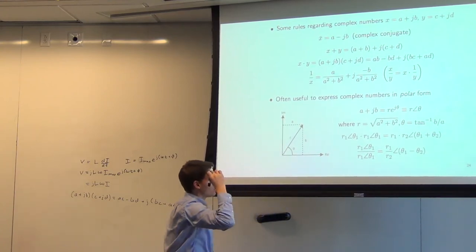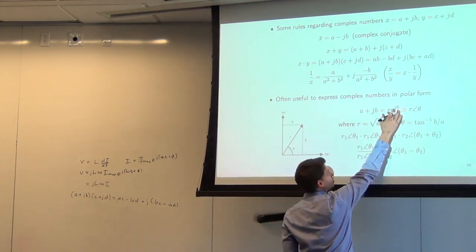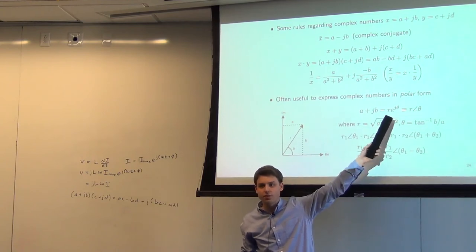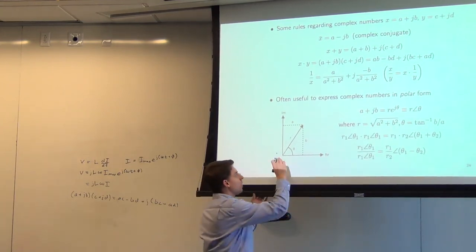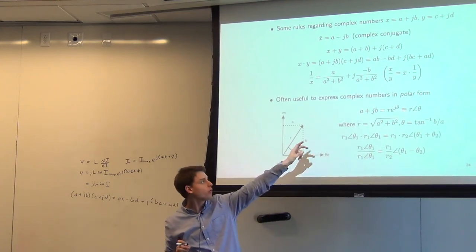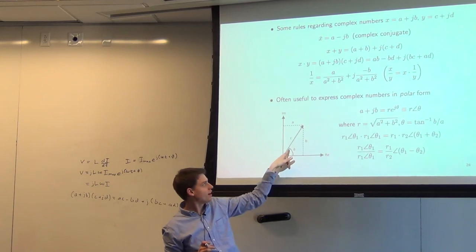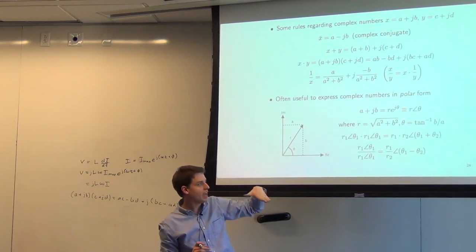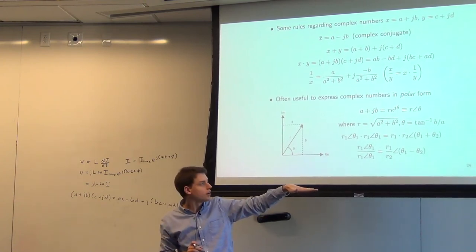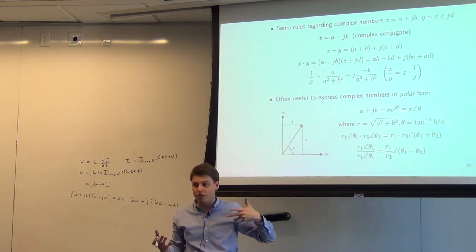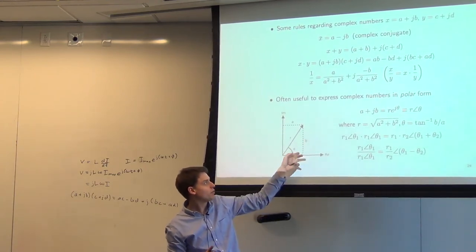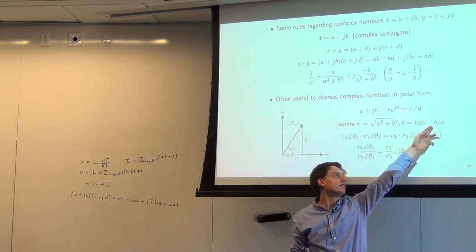The equivalent statement is r e to the j theta, which you can get by looking at the definition in terms of sines and cosines. R would be the radius of this vector, how far it is from the origin. And theta is the angle away from the x-axis, the real axis. Of course, you can convert between the two. So r would be the square root of a squared plus b squared, and theta would be the inverse tan of b over a.